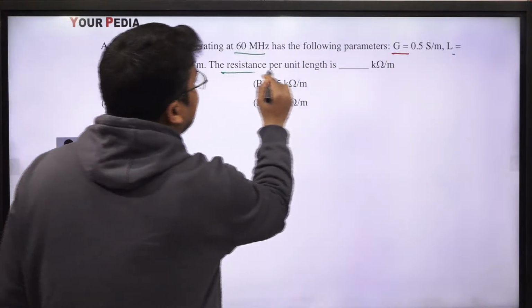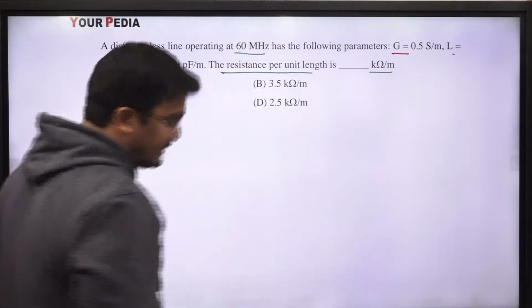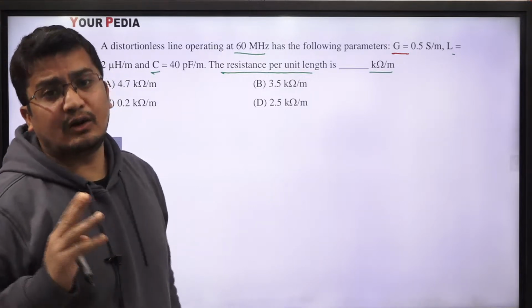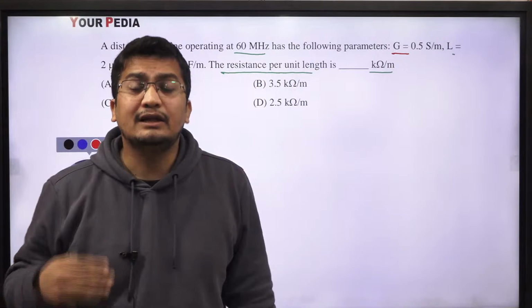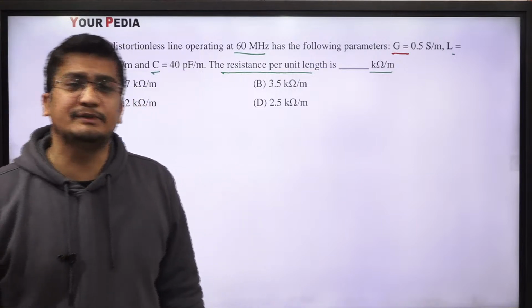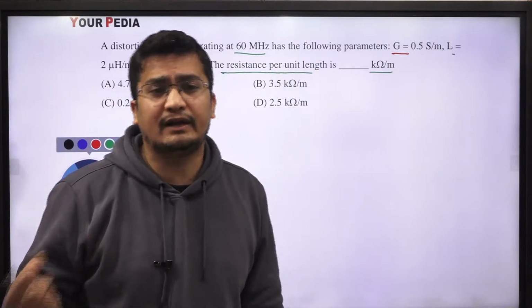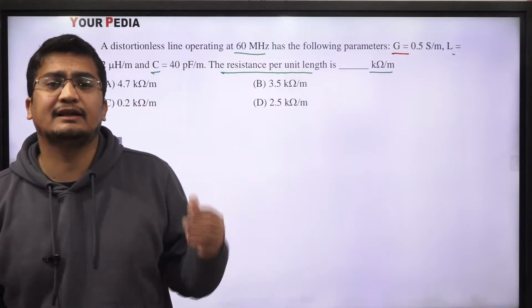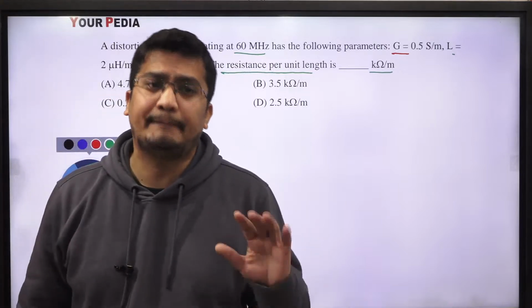The resistance per unit length in kilo ohm per meter is, you know, when we talk about the transmission line, there are 4 physical constants which model the electrical behavior of any transmission line, be it coaxial, be it two wire line, be it parallel wire line. Is it clear or not, right? So they are the conductance, the inductance, the resistance, and the capacitance.